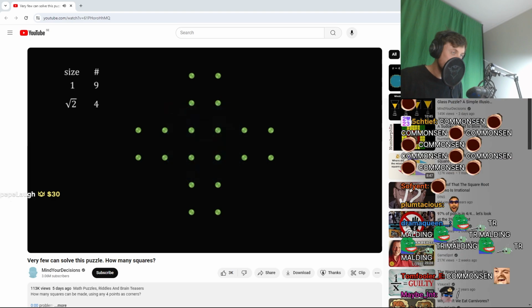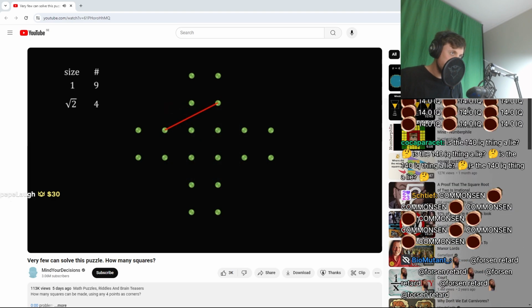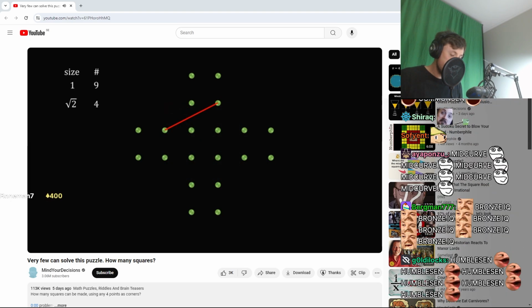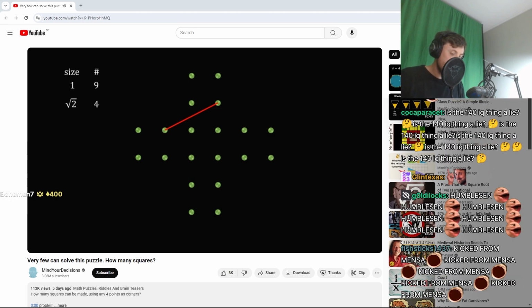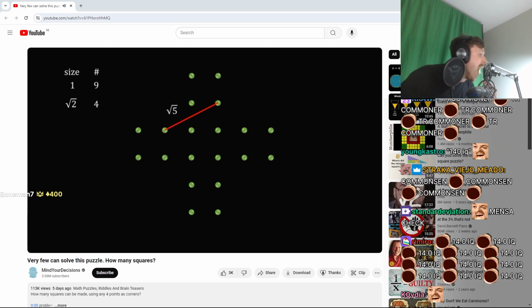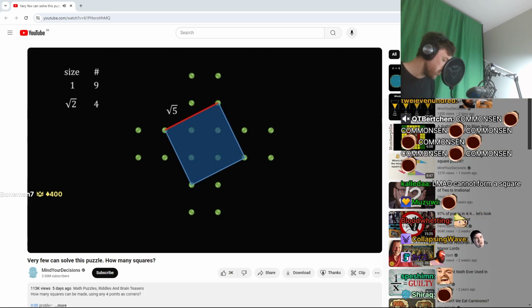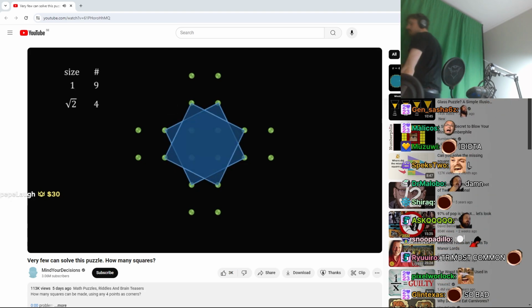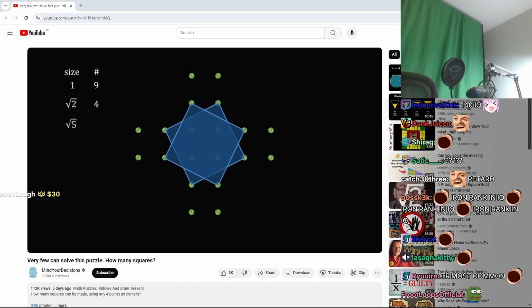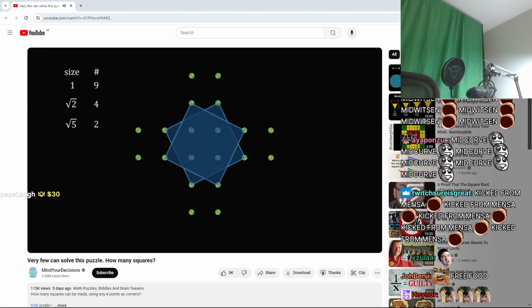Let's continue. Let's form this length, which will be the hypotenuse of a right triangle with lengths of 2 and 1. So this length will be the square root of 5. You can form a square of this size. In fact, you can form 2 squares of this size. So we add that to our list.